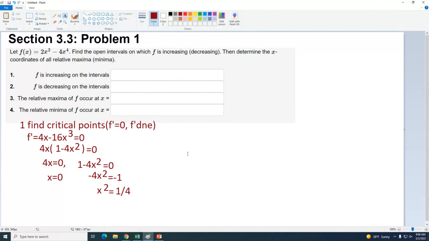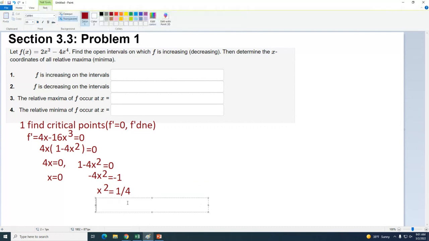Let's divide both sides by negative 4. And now what else? Square root both sides. What is the root of 1/4? 1/2, yes. Since this is degree 2, we actually have two solutions: x equal to 1/2 or x equal to negative 1/2.